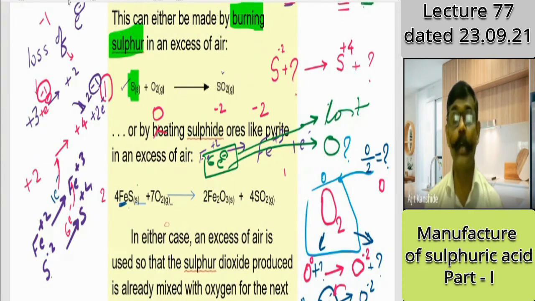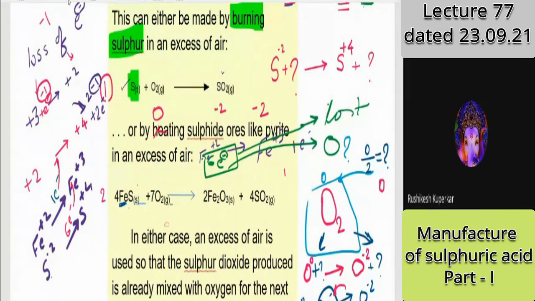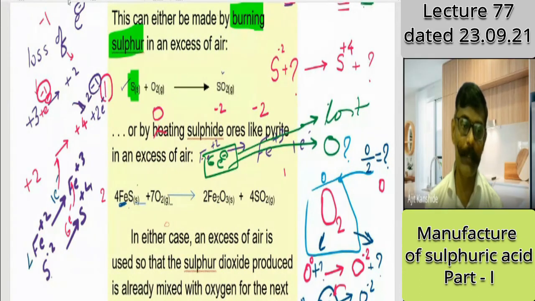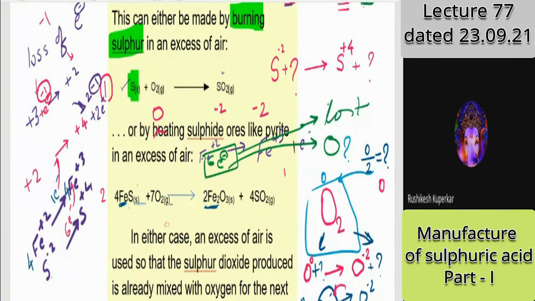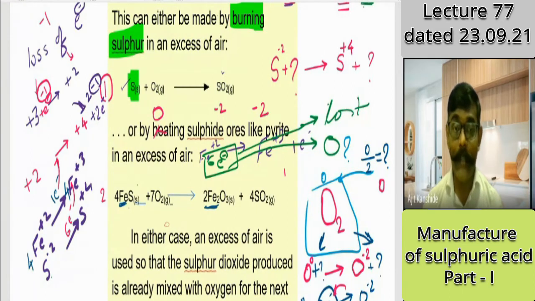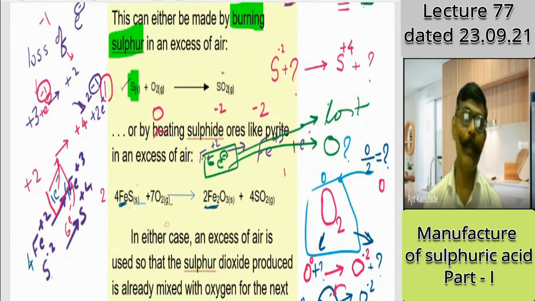So Fe plus 2, how many are there? 4. Yes, 4 Fe plus 2. On the product side, how many are there? 4. Yes, it means iron is playing a game of electrons. One Fe could play the game of 1 electron. Now I am with 4 Fe, so it's a game of how many electrons? It's a game of 4 electrons. Are you following what I'm saying? Yes, sir. Now come to sulfur.